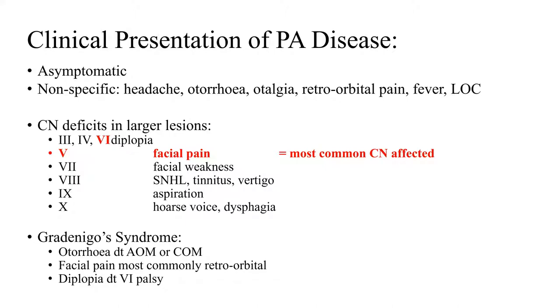Gradenigo syndrome is one of the very old collections of signs and symptoms that are suggestive of Petrous apicitis, that we'll get to just now. Basically, otorrhea, either due to acute otitis media or chronic otitis media, with facial pain that is most commonly retroorbital, and diplopia due to abducens palsy. The triad of those signs and symptoms is characteristic for Petrous apicitis.